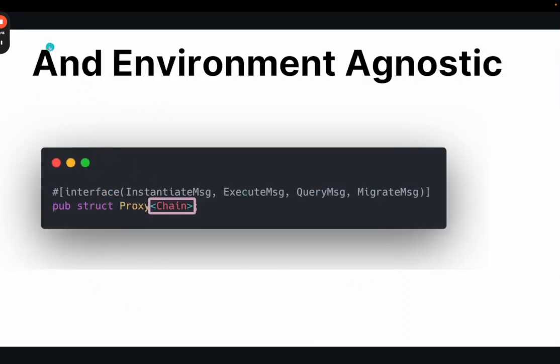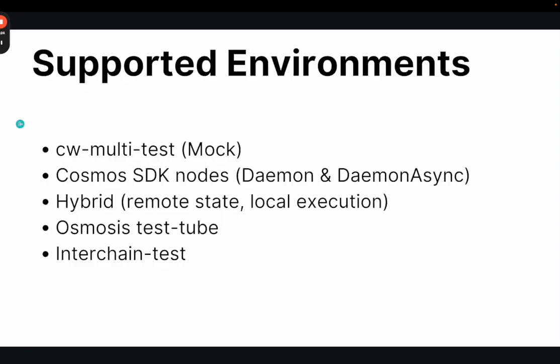So yes, as I mentioned previously, CW-Orchestrator is environment agnostic, which is this generic on the struct representing your contract, and we support the following environments. And I will make an amendment to this slide. Instead of interchain test, we actually support an IBC testing tool called Starship, made by the cosmology team. And on this third line, you may see that there's a hybrid environment.